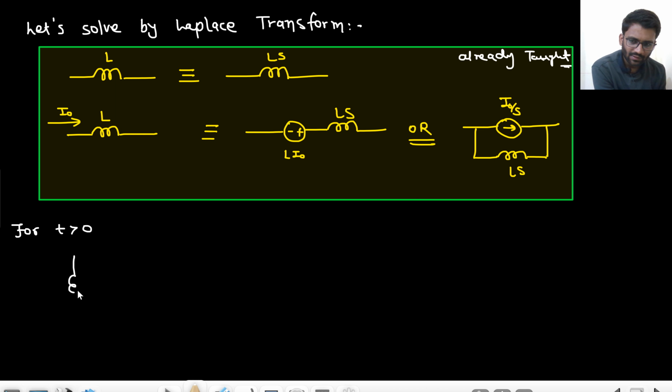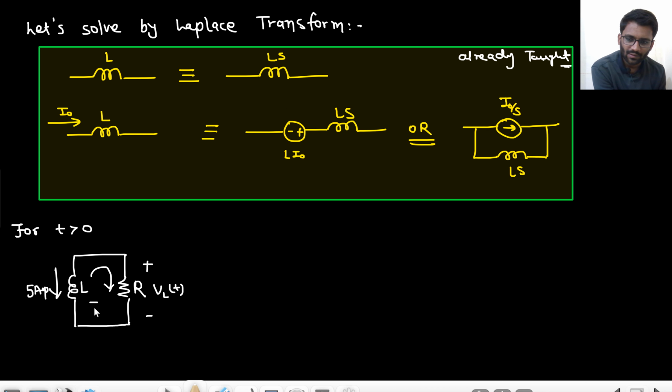We already know. Inductor L, resistance R, L and R, and initially it is having a current of 5 ampere, right? So this is the circuit. This is your VL(t), and this is your IL(t), you can say, right?